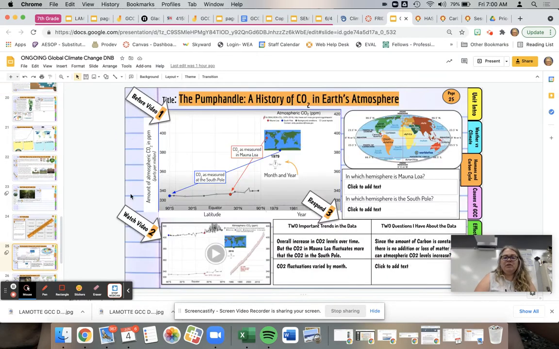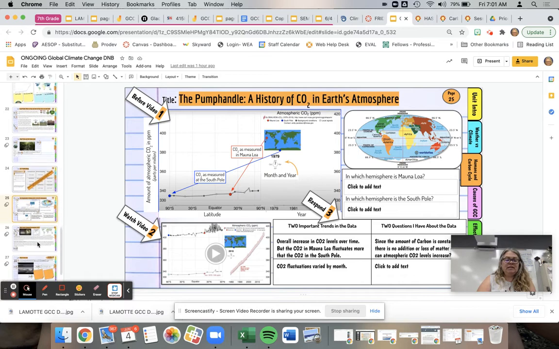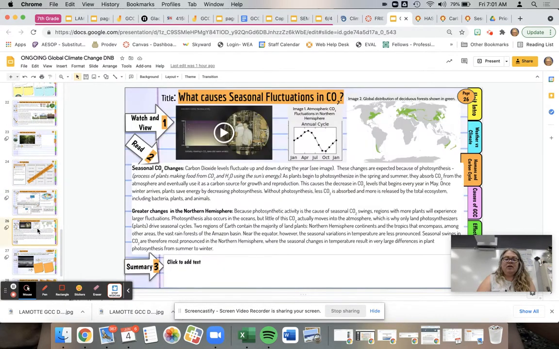Okay, if we go down to page 25, we used the pump handle to track carbon dioxide emissions over time. And again, this one actually may be better for the evidence of human influence on the increase of atmospheric carbon dioxide. And you looked at two important trends and questions. And then from there, we talked about why we saw the data that we did.